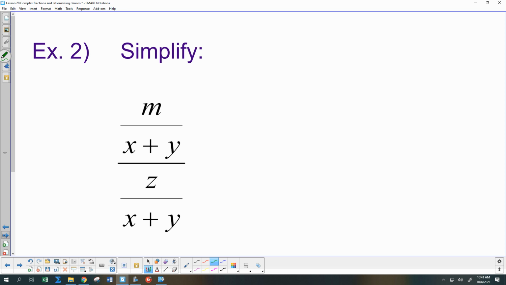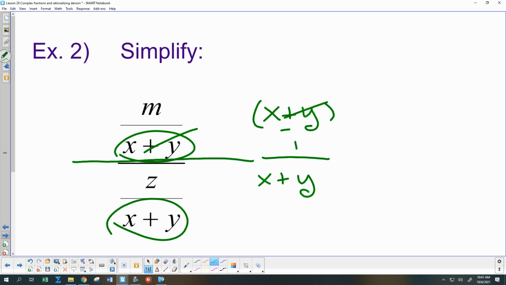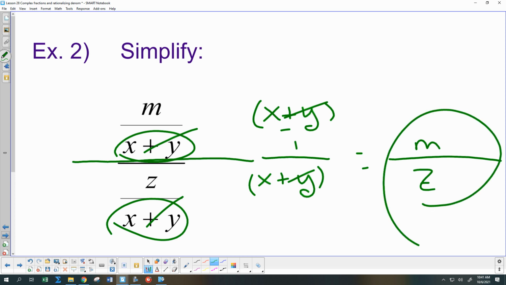Okay, so this one, here is our main fraction bar. Once again, the fractions match. So I am going to multiply the numerator by x plus y and the denominator by x plus y, which means the x plus y's cancel, and I just have m in the numerator. The x plus y's cancel, and I just have z in the denominator, and there is my final answer.